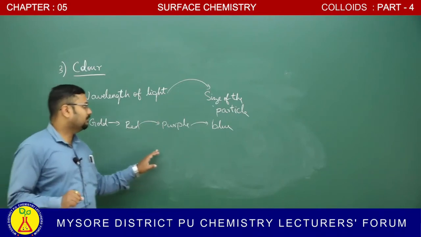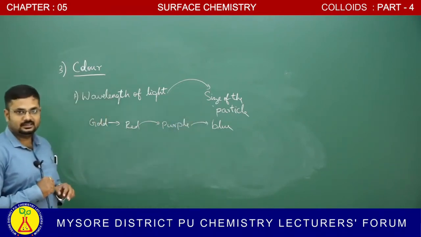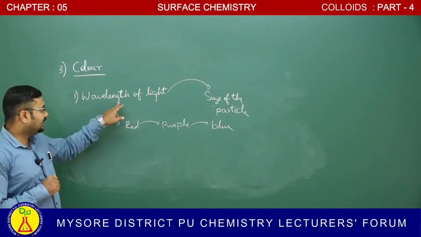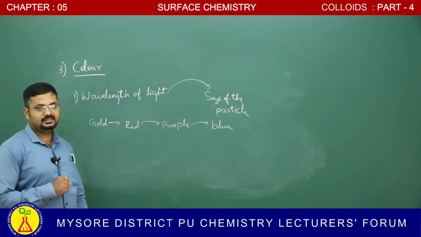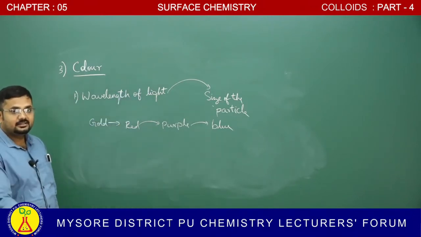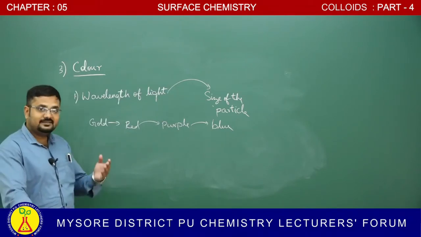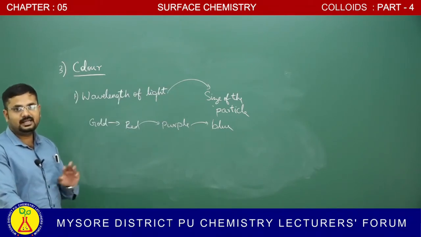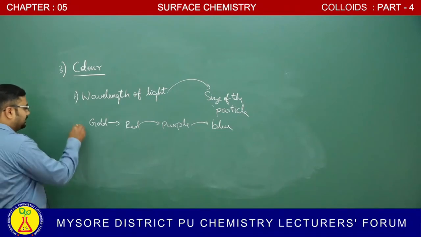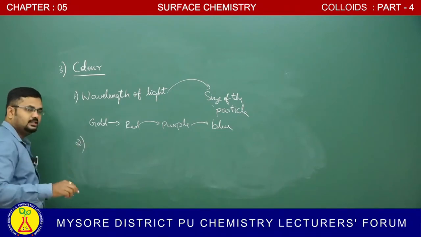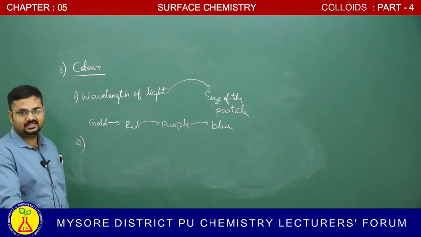Therefore, the color depends on what? Size of the particle. So, the wavelength of the light depends on the size of the particle. Next, how does the receiver receive the light? That also depends on the receiver. So, the first one is done. Second one: how the receiver receives the light.